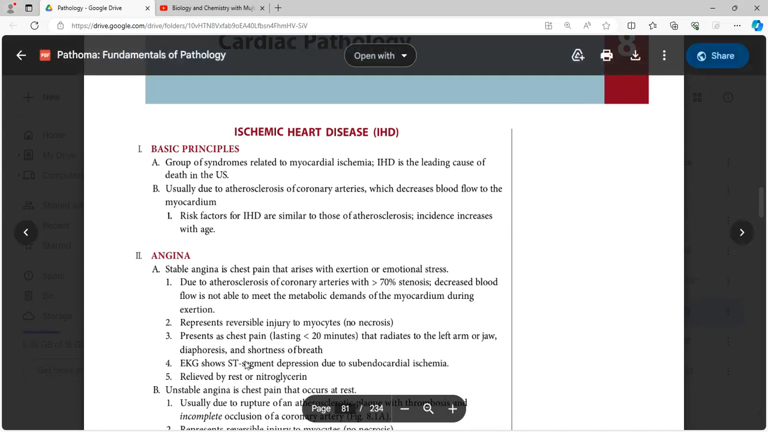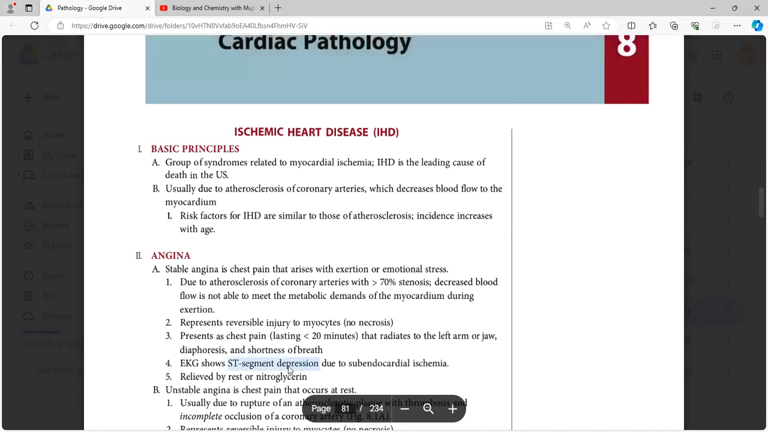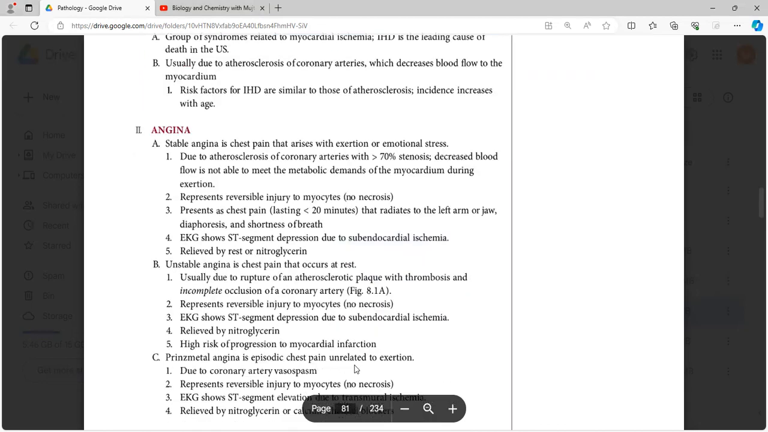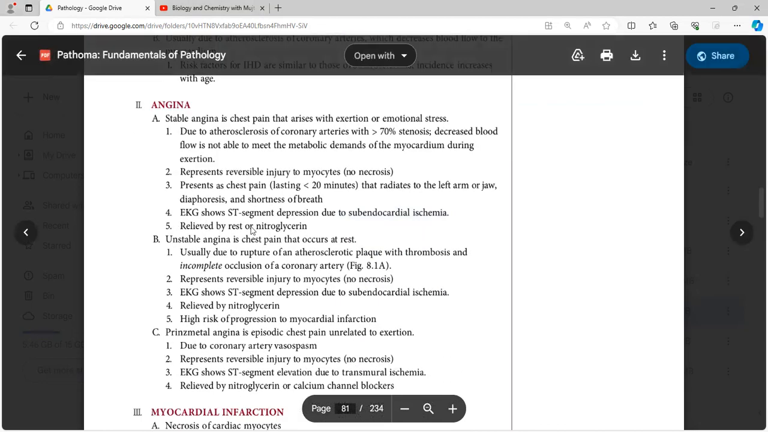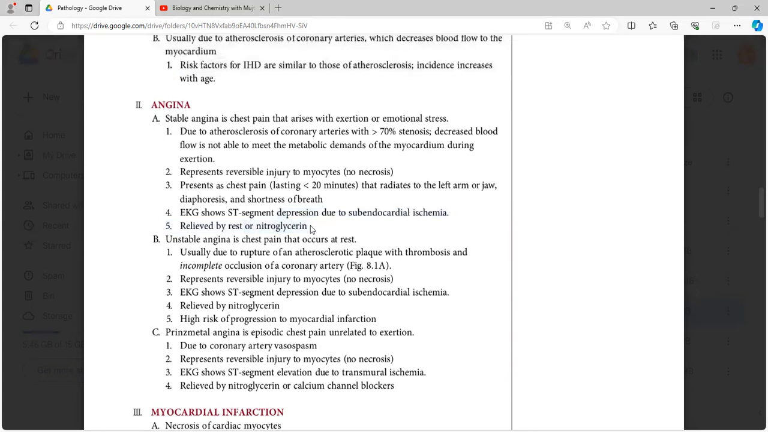The typical finding is ST segment depression, which is shown on the ECG, as well as subendocardial ischemia. Subendocardial ischemia means that the ischemia is only present in the endocardial layer. Now it is relieved by rest or nitroglycerin. What nitroglycerin does is that it acts as a vasodilator and helps to relax the blood vessels, thus allowing more and more blood to reach the tissue.